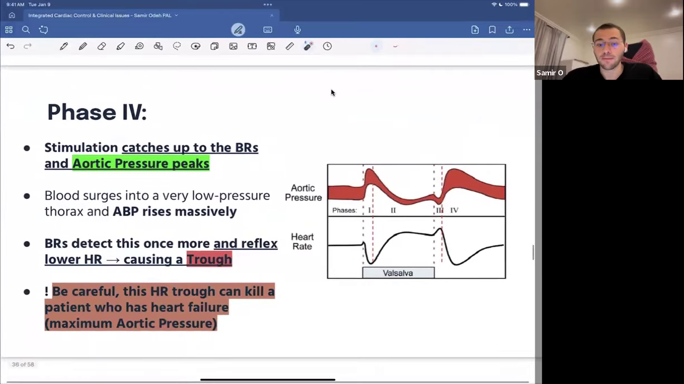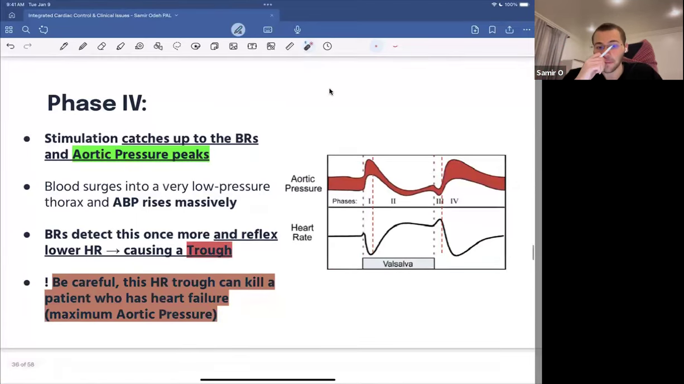So like we said, phase 4 caused a trough, like a valley in the heart rate. The lowest heart rate you're going to see is in phase 4. Now, this is used to detect baroreceptor reflex viability. Essentially, if your baroreceptor reflex is functioning, you should see bradycardia here. If not, you don't see bradycardia. This person has a dysfunctional baroreceptor reflex. Additionally, because we have an extremely high aortic pressure here, this means our heart has to work extremely hard to pump blood. And this could kill someone who has a faulty heart, who has heart failure, essentially.